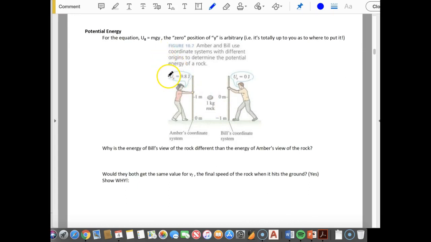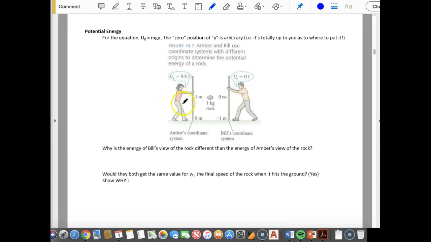Let's talk a little bit about potential energy now. We've looked at conservation of energy. We took something that's falling and found the conservation of energy from that. Now let's take a look at potential energy. We know the equation for potential energy is mgy, and the zero position of that y is very arbitrary, so you can have negative potential energy. Let's take a look at what's going on here.